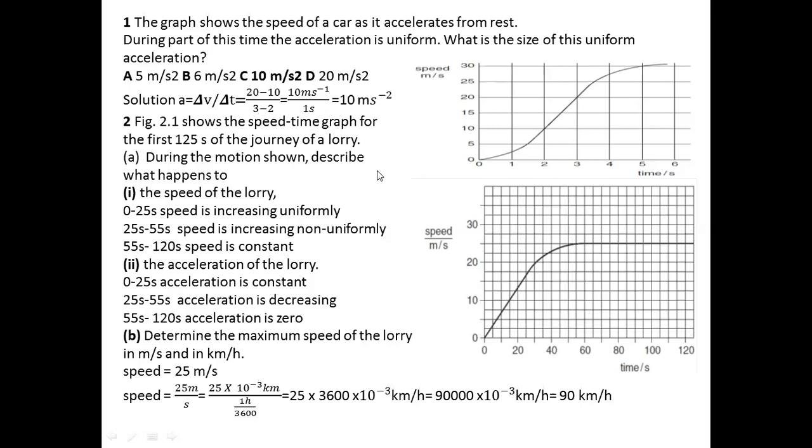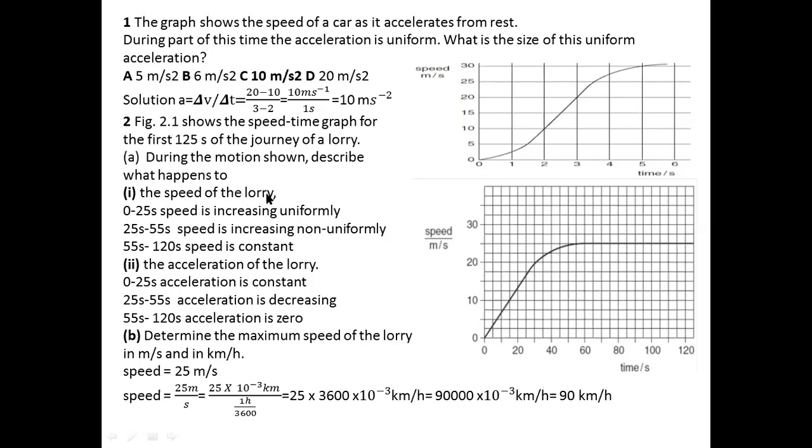Question number 2. This figure shows the speed time graph for the first 125 seconds of the journey of a lorry. Describe the motion of the lorry. What is happening over here? From 0 to 20 seconds, you can see that the acceleration is constant. Over here, acceleration is decreasing. Then in case of horizontal line, acceleration is 0.